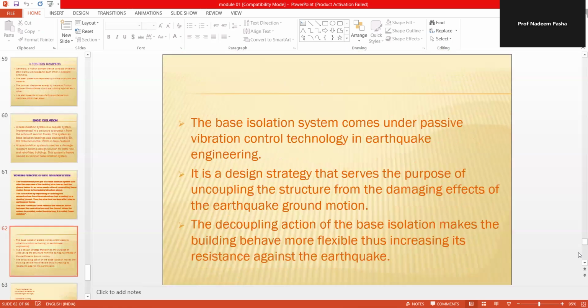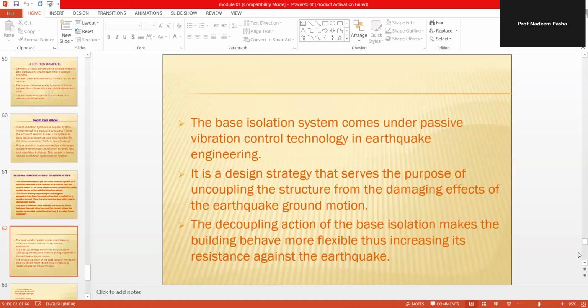Now, base isolation comes under passive vibration control in earthquake engineering. As you know, there are two types of control: active vibration control and passive vibration control. This base isolation comes under passive vibration control in earthquake engineering. It is a design strategy that serves the purpose of uncoupling the structure from the damaging effects of the earthquake ground motion.